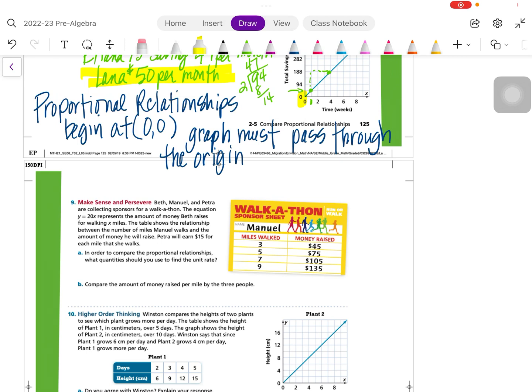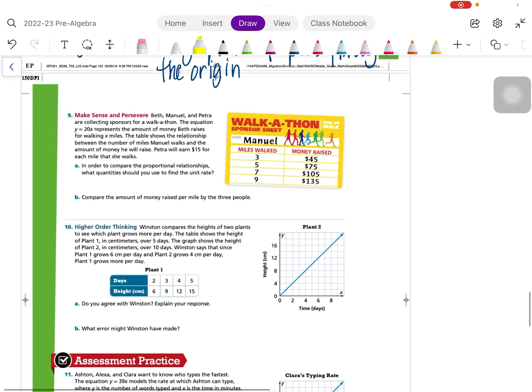All right, we're going to look at one more problem, and that's because you have one like this in the Math Excel that you're going to be working on today, and that is problem number 9 right below this. It says Beth, Manuel, and Petra are collecting sponsors for a walkathon. The equation y equals 20x represents the amount of money Beth raises for walking x amount of miles. The table shows the relationship between the number of miles Manuel walks and the amount of money he will raise. Petra will earn $15 for each mile that she walks.